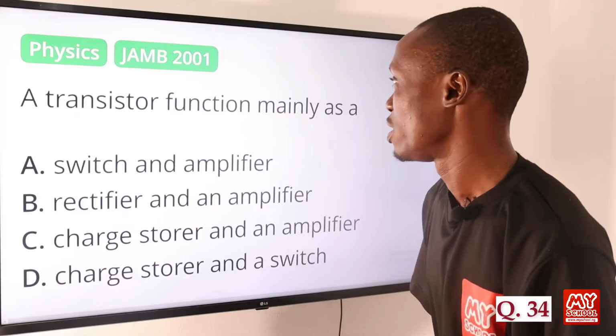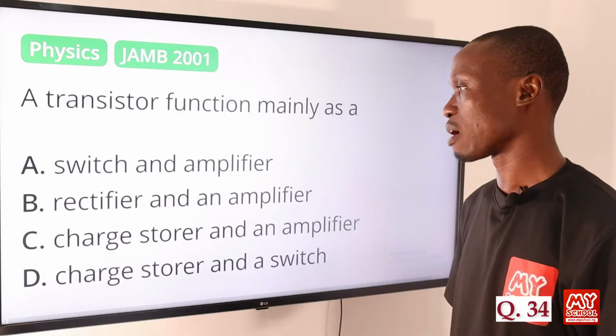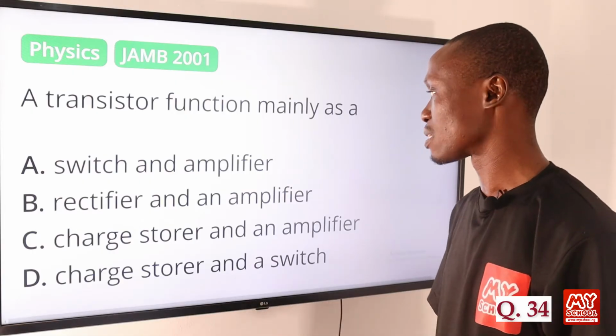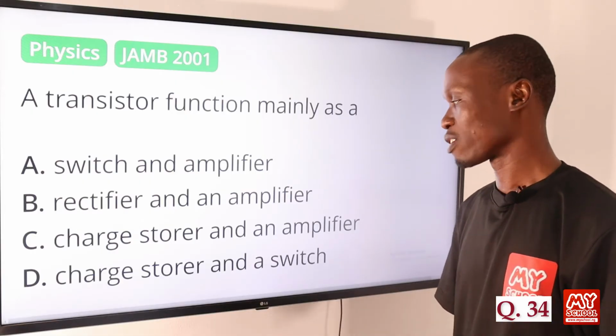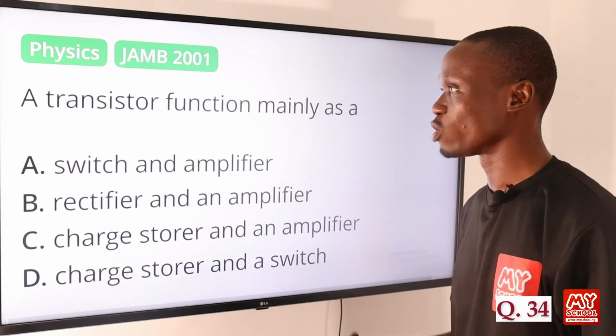Question 34. A transistor functions mainly as a dash. So A, we have switch and amplifier. B, rectifier and an amplifier. C, charge storer and an amplifier. D, charge storer and a switch.